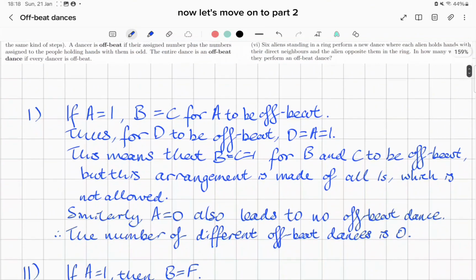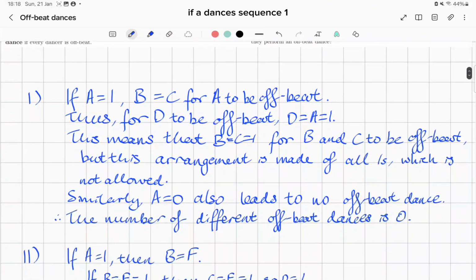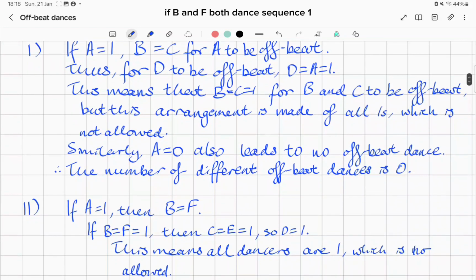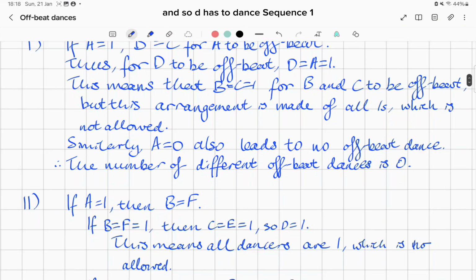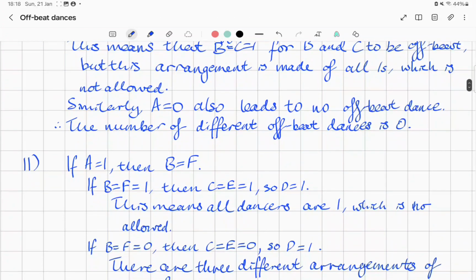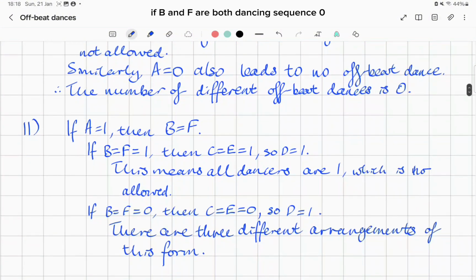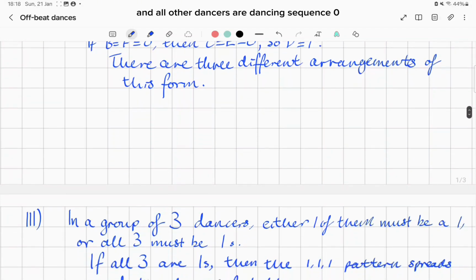Now let's move on to part 2. If A dances sequence 1, then B and F must dance the same sequence for A to be offbeat. If B and F both dance sequence 1, then C and E must dance sequence 1, and so D has to dance sequence 1. This means that all dancers are dancing sequence 1, which is not allowed. If B and F are both dancing sequence 0, then C and E must dance sequence 0 as well, so D has to dance sequence 1. There are 3 different arrangements of this form, where one dancer and the dancer opposite are both dancing sequence 1, and all other dancers are dancing sequence 0.